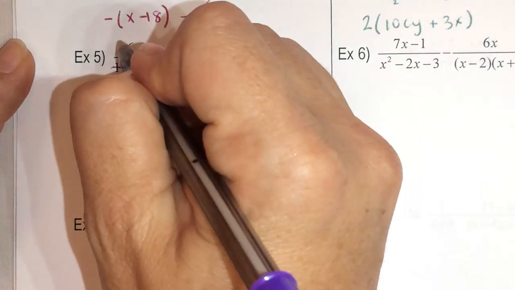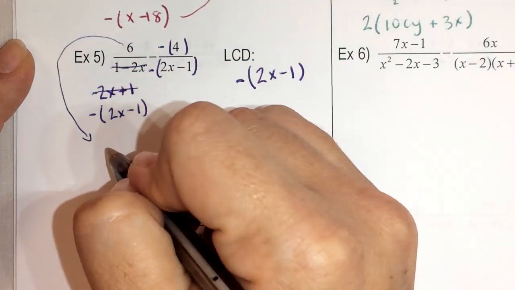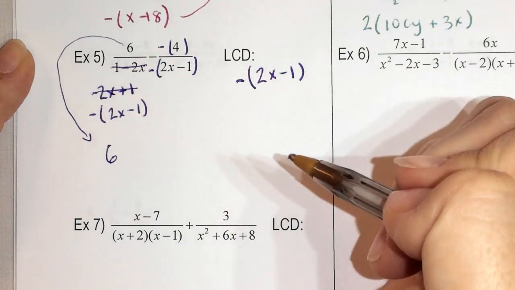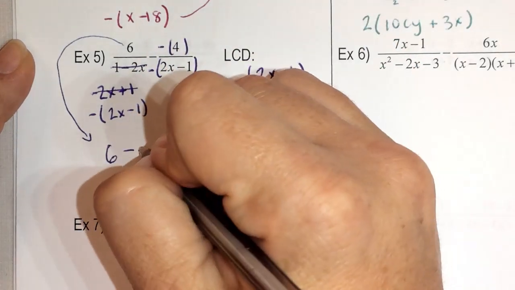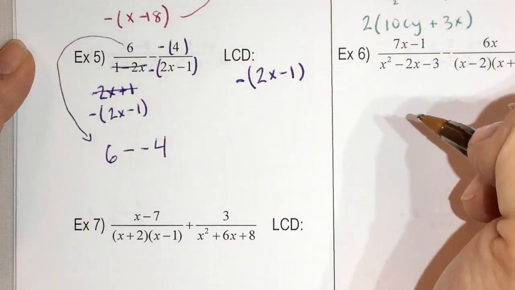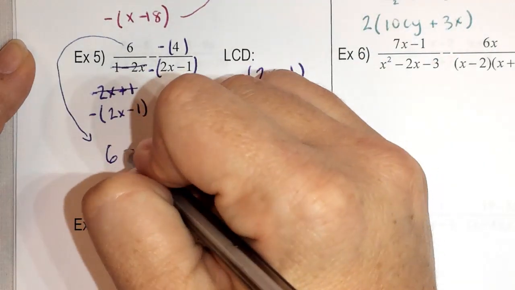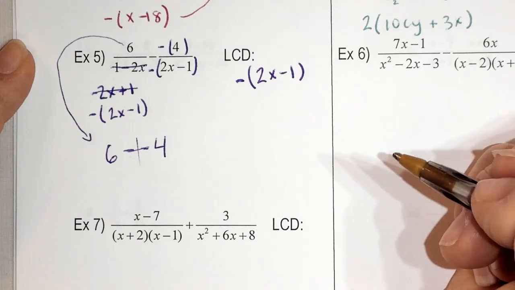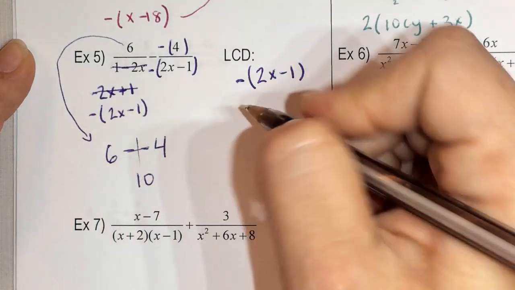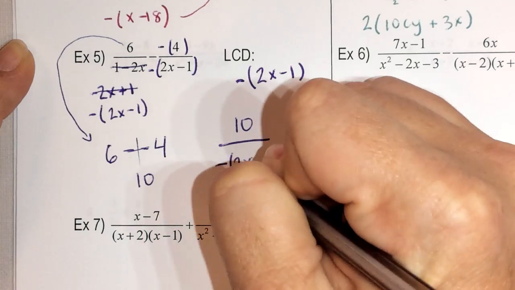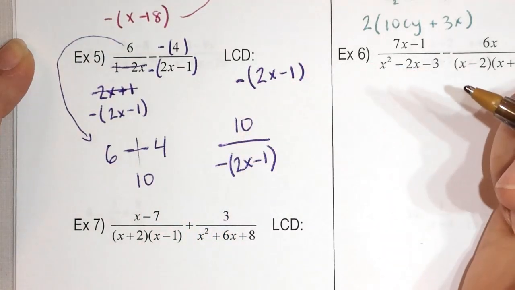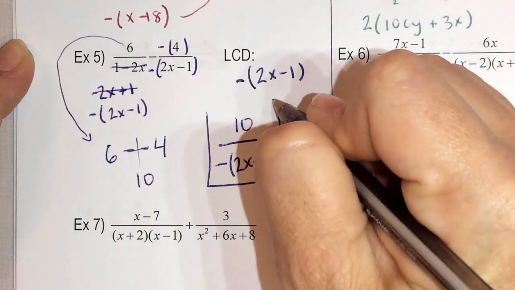And now I'm going to simplify the numerator. So I have 6. What symbol do I have in the middle? Minus, and then I have negative 4. Well, what happens with that? Yeah, it's a broken plus sign. So it ends up being 6 plus 4, which is what? 10. So my answer is 10 over negative parentheses 2x minus 1. Does it simplify? No.